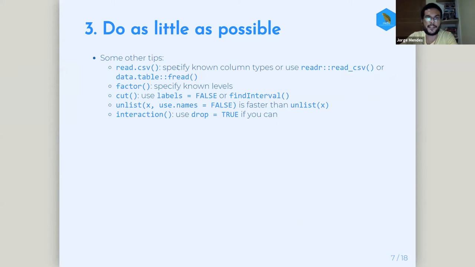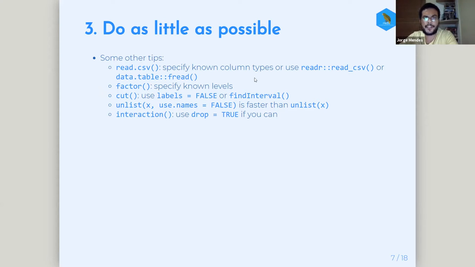Some other tips are to always specify the column types in read.csv, or to factor, giving the levels to factor, cut with labels equal false, unlist with use.names equals false, and interaction with drop equals true.